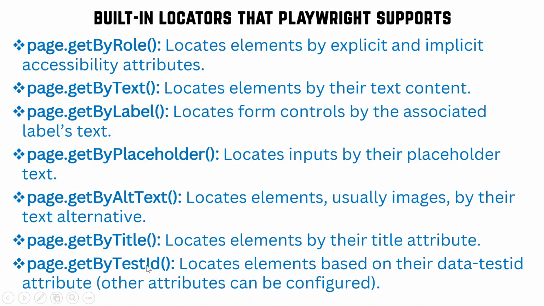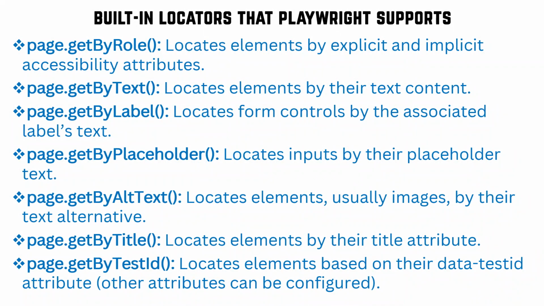It will primarily locate elements by explicit and implicit accessibility attributes. Get by text locates elements by the text content. Get by label, whenever a label is there, we'll try to identify the label text. Get by placeholder, in case the placeholder attribute is there, we'll try to locate those elements with the placeholder attribute. Get by alt text, especially for images, right? Alternative text will be there, the alt attribute.